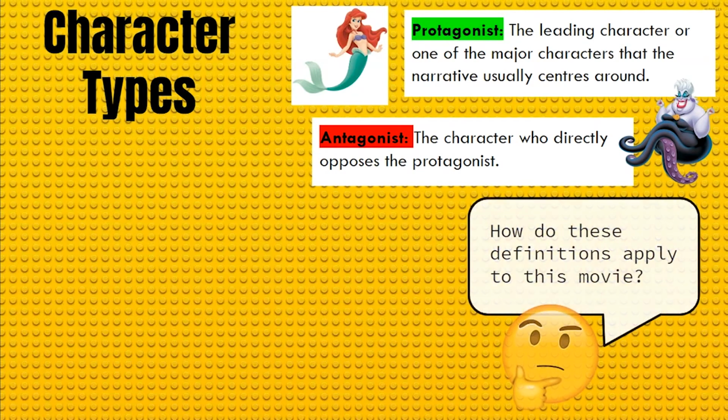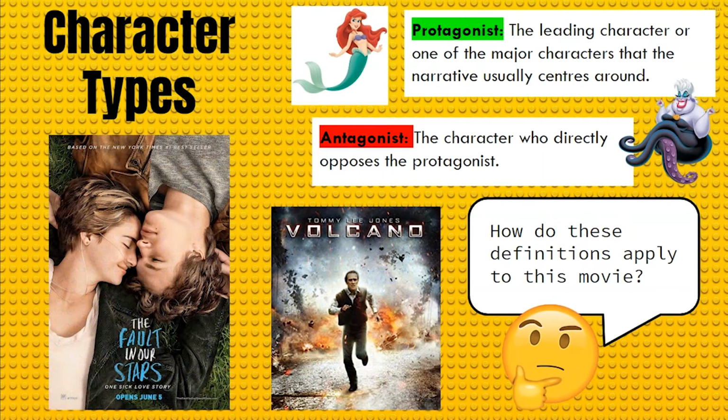For example, in these movies, how would these definitions apply? Well, in The Fault in Our Stars, the illness is opposing the character. So that would be our antagonist, and that's not a spoiler. If you look carefully at the poster, you'll see that. In Volcano, the problem for the protagonist is, you guessed it, the volcano. So that would be our antagonist.